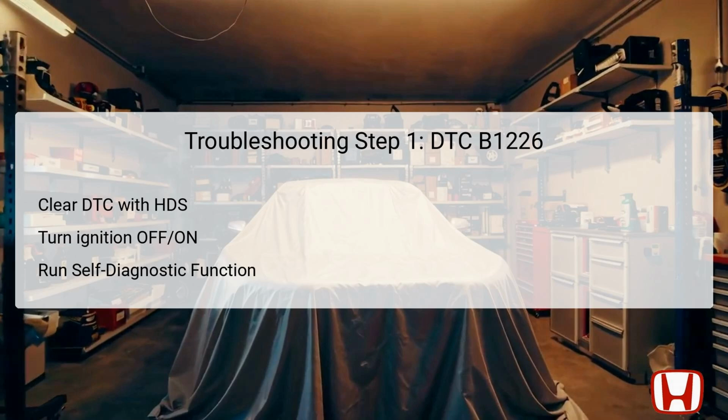The next crucial action is to run the self-diagnostic function using the HDS or directly through the climate control unit. This self-diagnostic process will allow the system to reevaluate the health of its components and identify whether the DTC B1226 or associated codes reappear. Monitoring the results at this stage can help differentiate between a persistent failure and a temporary glitch caused by external factors.